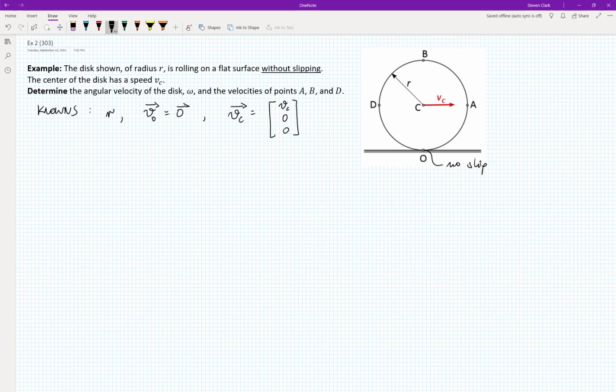Okay, and they ask us to find 4 things. They ask us to find omega and velocities at points A, B, and D. So let me create such a table. So this is what they ask us to find. Omega, velocity at point A, velocity at point B, and velocity at point D.